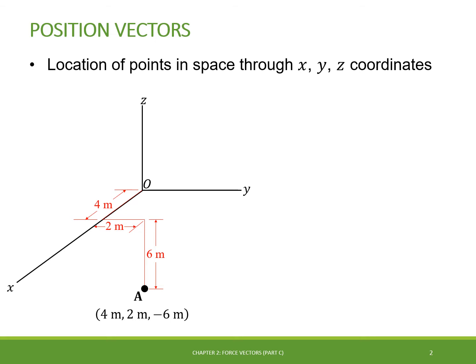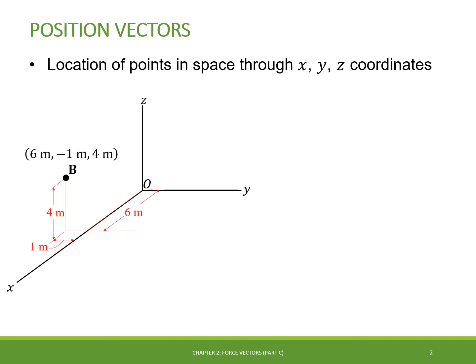Now, let's consider another point B, located at this position right here. We do the same thing we did for point A. Take the coordinates along the x, y, and z axis and store this information as 6 meters along the positive x-axis, 1 meter along the negative y-axis, and 4 meters along the positive z-axis.